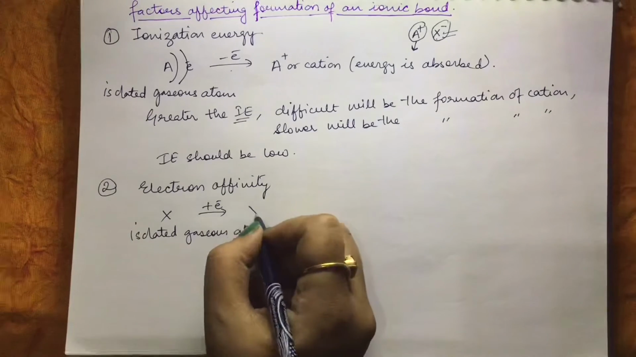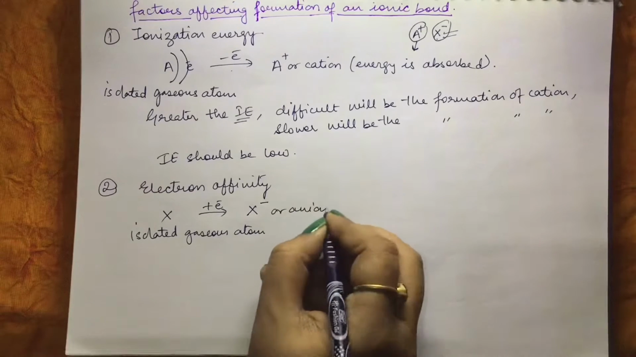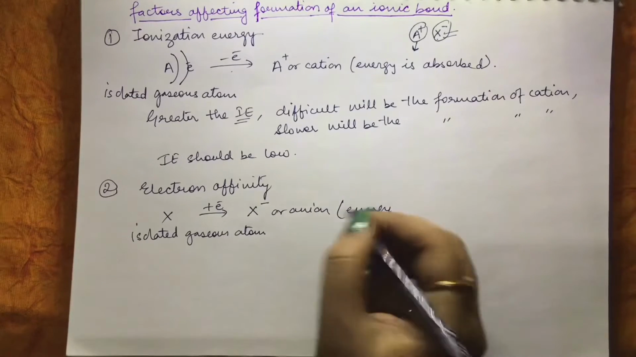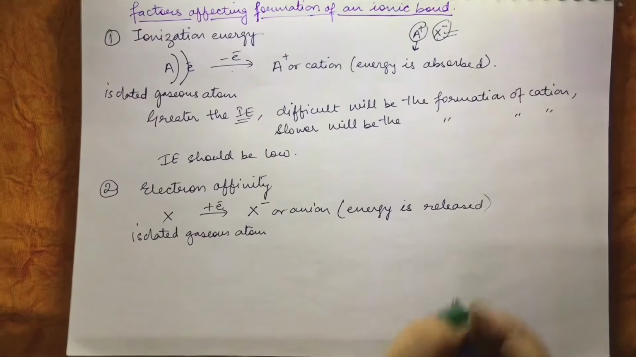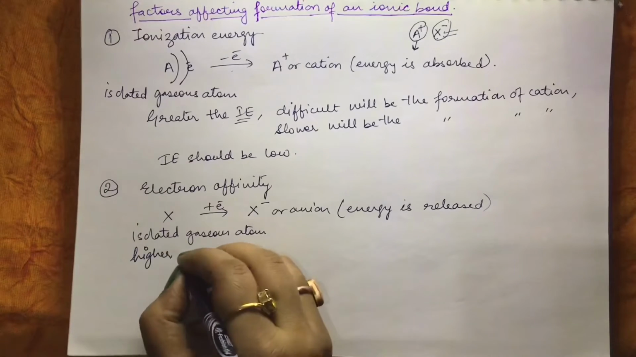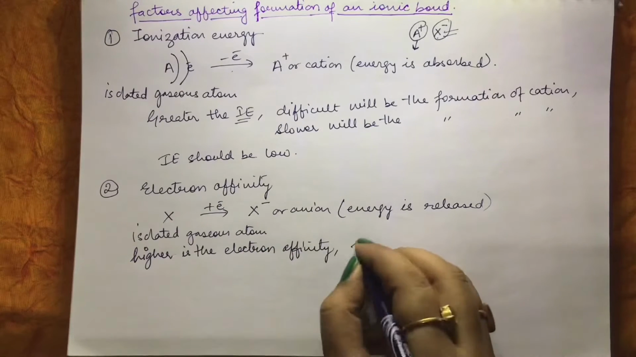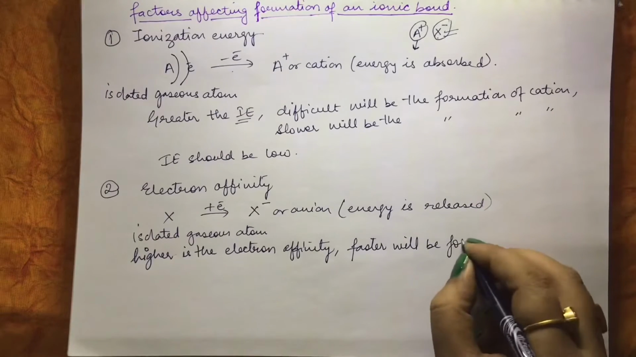it accepts this electron to form an anion, and in this process energy may be released, energy may be absorbed, but usually energy is released. So greater is the energy released during this process, faster will be the formation of anion. We say that higher is the electron affinity, faster will be the formation of anion.